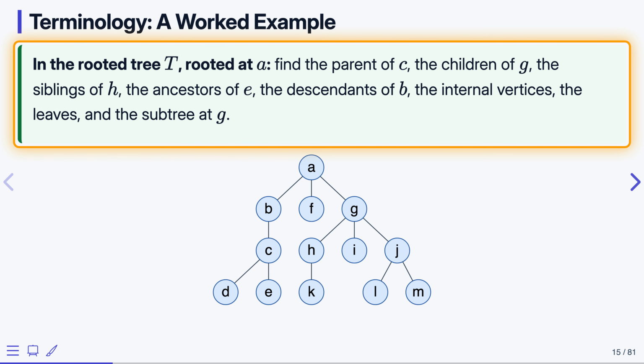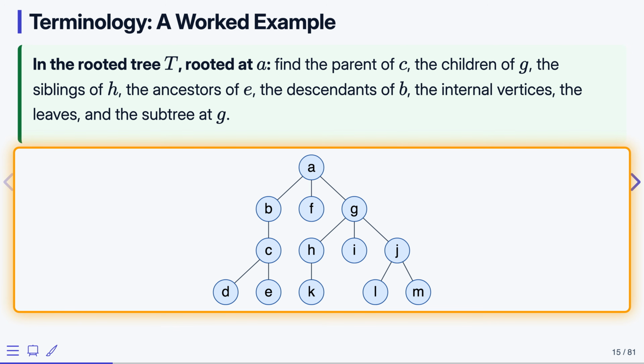1 tree and 8 questions about it. The tree is rooted at A. Before we answer anything, read the picture. Count the dots. There are 13 from A to M. Count the edges. There are 12, which is 1 less than 13. The root A sits at the top and has 3 children. We answer the questions on the next 2 slides, one at a time. Try each answer yourself first.